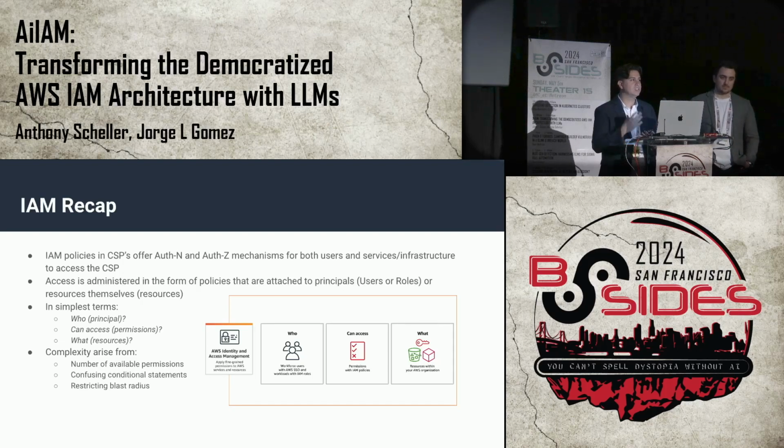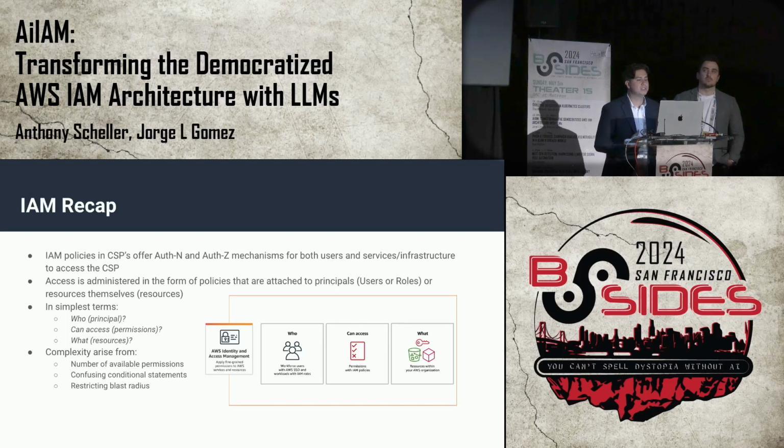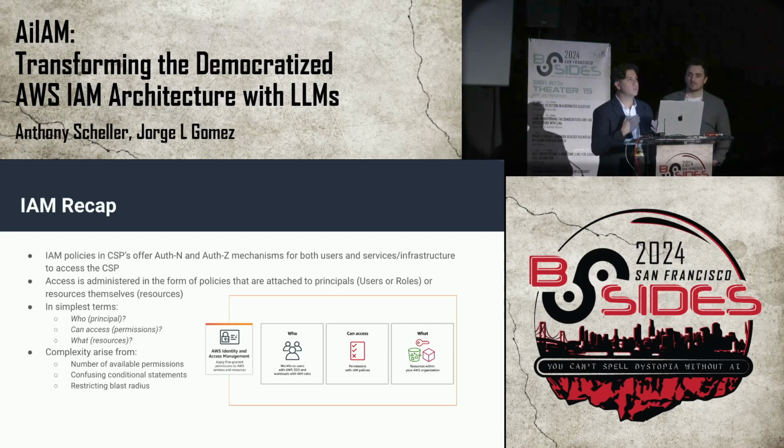And then you start adding the conditional statements that you can add for each one of those. And then you're also trying to meet compliance requirements to restrict blast radius, right? And then you end up with a lot of permutations, a lot of combinations of different permission sets that you could apply on any given resource, right? So it does leave a lot of room for error here.